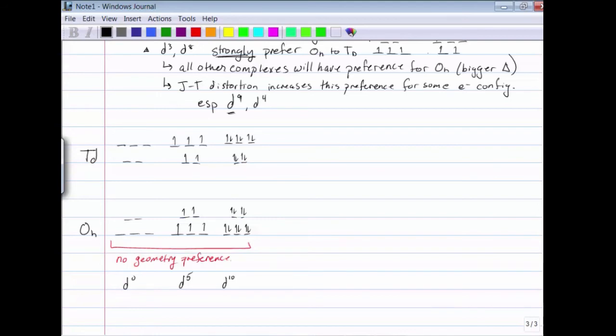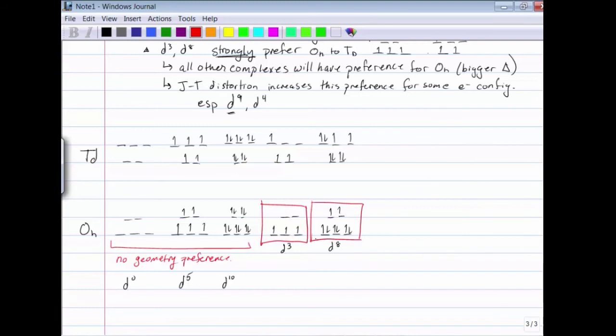The result is that these guys have no geometric preference. Now I'm going to look at d3 and d8. Both d3 and d8 for octahedral complexes have no high spin versus low spin. They would be the same thing. You can see here that in the d8 case, you remember that this delta is bigger for octahedron. You have more electrons in the lower energy set. So this is d8, this is d3. In these two cases, your preferred geometry is going to be the octahedral because you have more of those electrons in the lower energy orbitals.